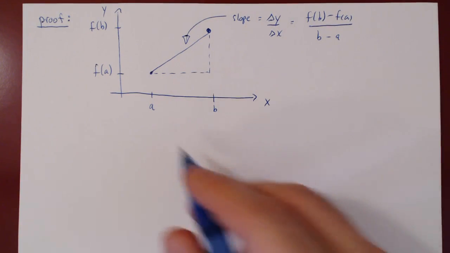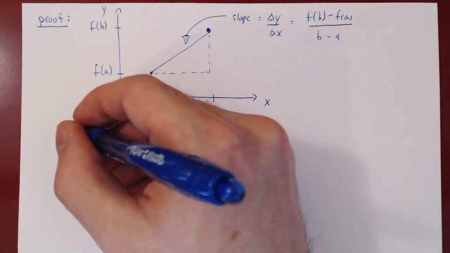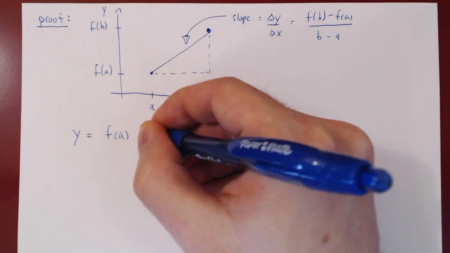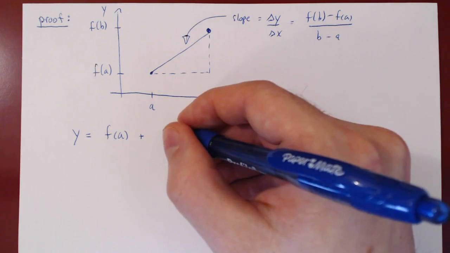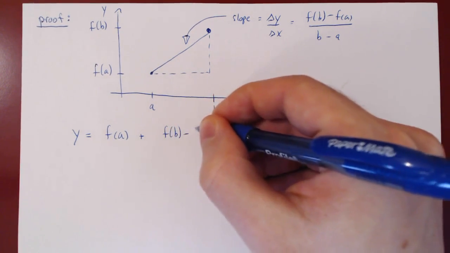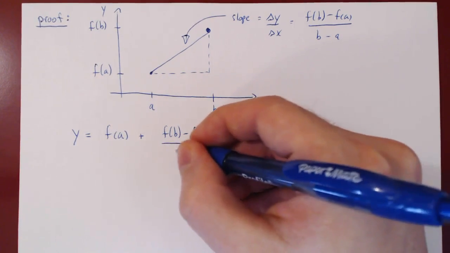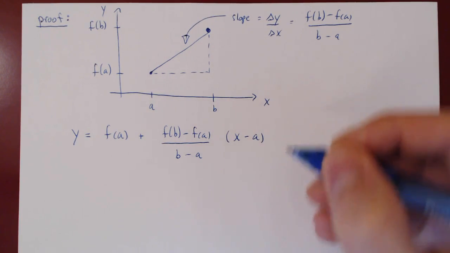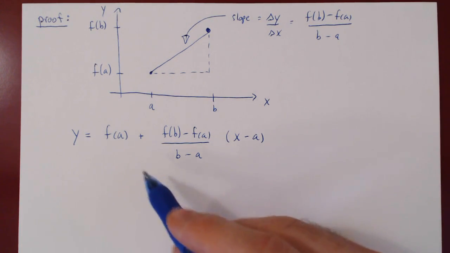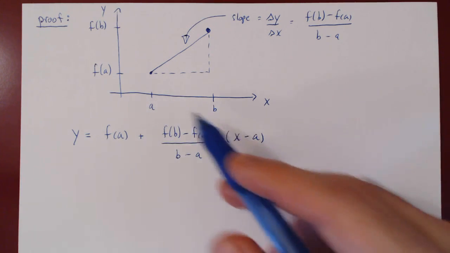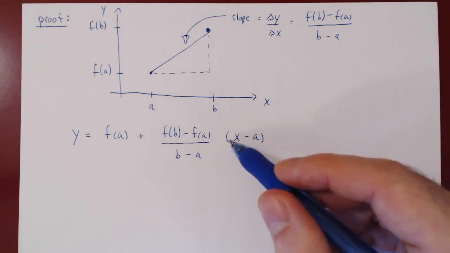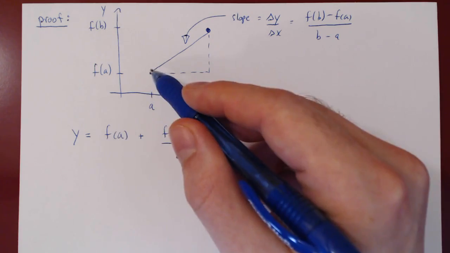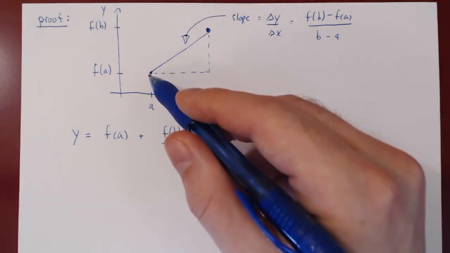And now, let's just check that the equation of this line is, quite simply, y equals f(a) plus the slope of the line, so f(b) minus f(a) over b minus a, times x minus a. Let's just check this. What is the value of our function at x equals a? If you plug in x equals a, here you have a minus a, which is 0. This term is 0. And the y value is f(a). So check, our line passes through this point.